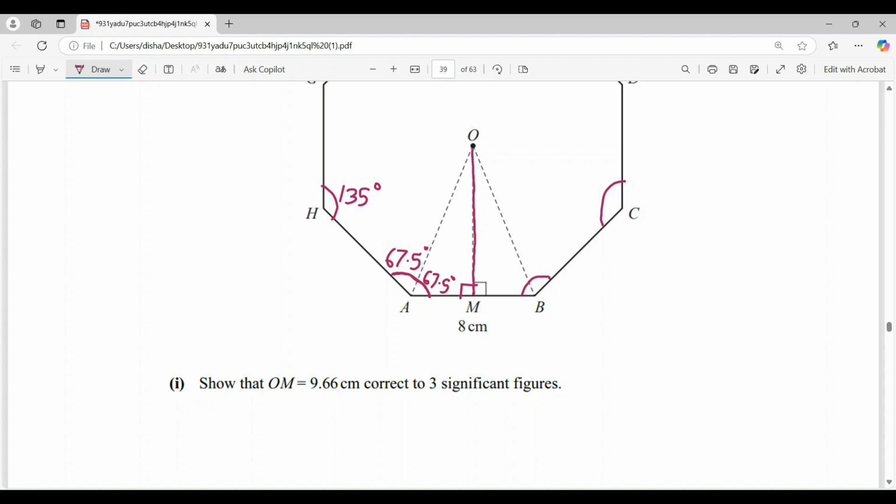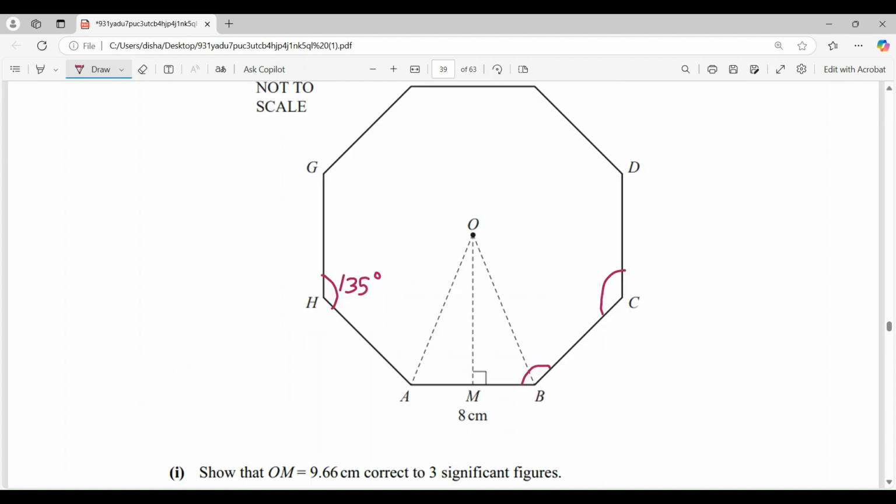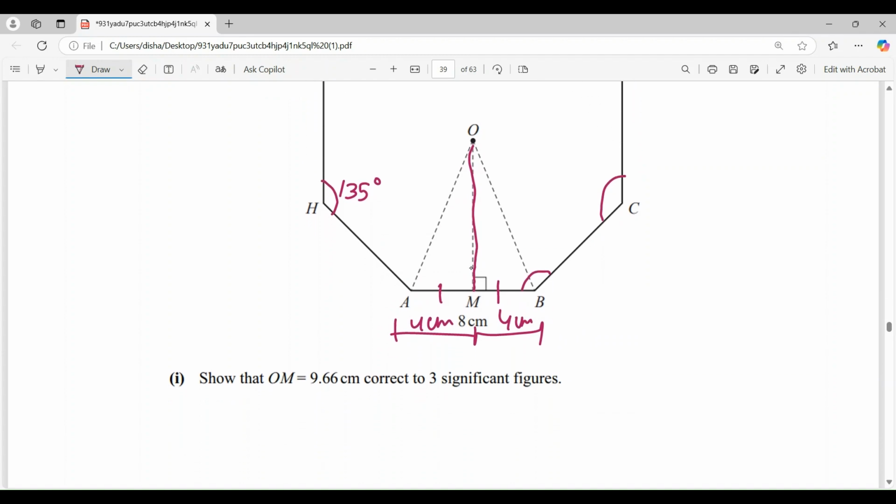Now, I am given that M is the midpoint of AB. So if this is 8 whole, then this will be 4, and MB will also be 4 centimeter. So in triangle OMA, I have one angle and I have a midpoint of AB. That means AM and BM are equal. So if AB is whole 8 centimeter, AM will be 4 centimeter and BM will be 4 centimeter. Now, because I want to find OM, I'll choose triangle OAM. Now, in this triangle, M is 90.